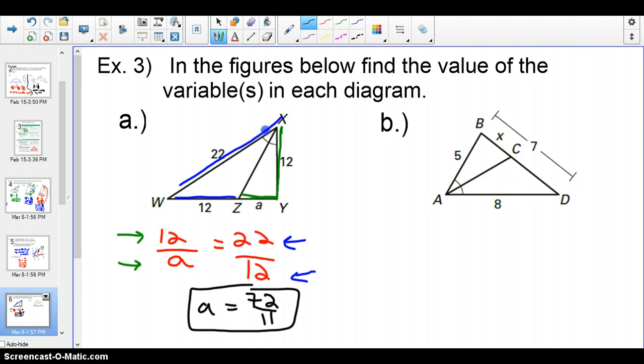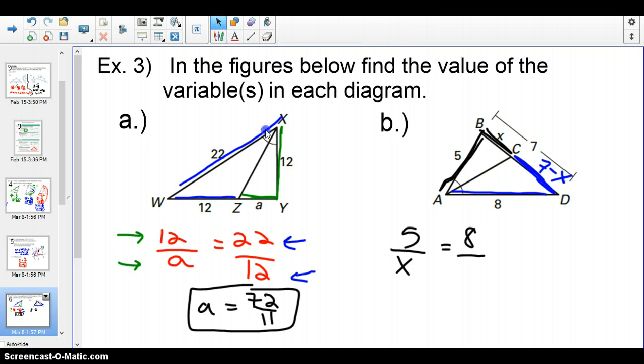All right, let's look at this one. So I can see that there's a number of different ways to approach this, but what I'm going to do is I'm going to say that 5 here is proportional to x, which is this x right here, just like 8 is proportional to, and then this part right here is going to be 7 minus x, because the whole length of BD is 7. So just like 8 is proportional to 7 minus x.